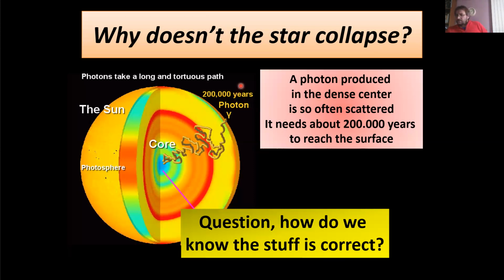But the interesting thing is that light takes a long time. There's 200,000 years. There are other estimates which take a million years, but this is roughly the same order of magnitude.